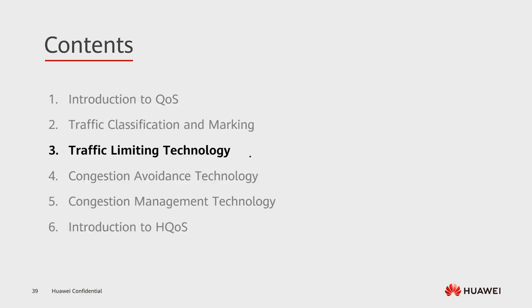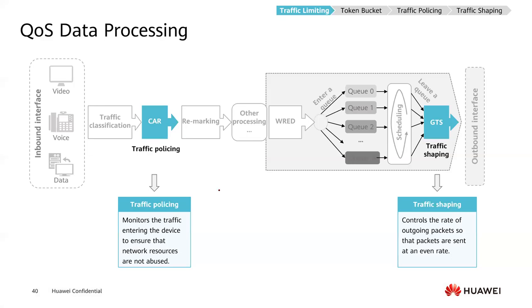Okay, so let's look at the third part, the traffic limiting technology. We have two types of traffic limiting technology, the traffic policing and the traffic shaping. So those two tools all can be used to control the traffic to limit the traffic speed.